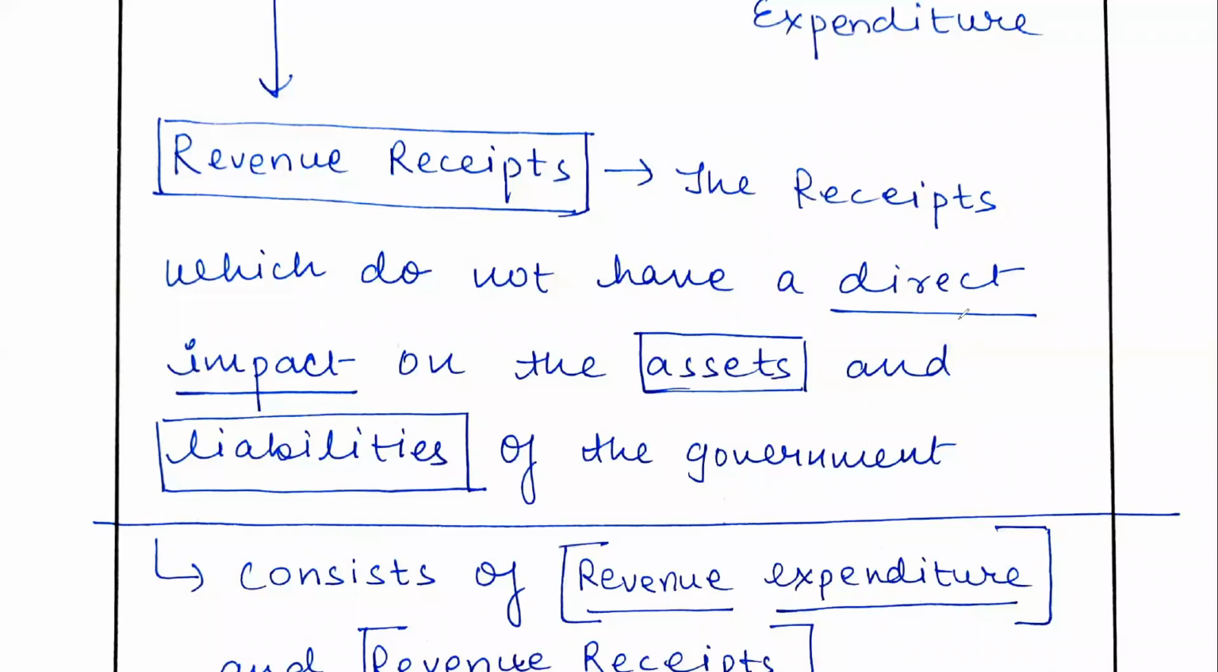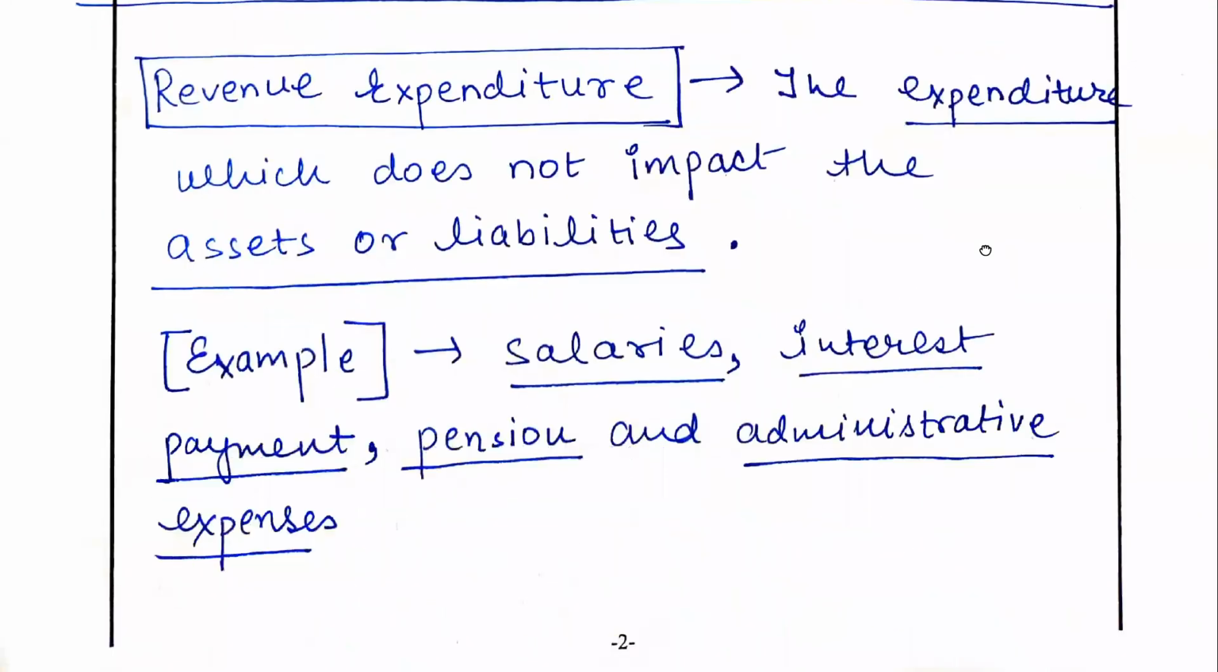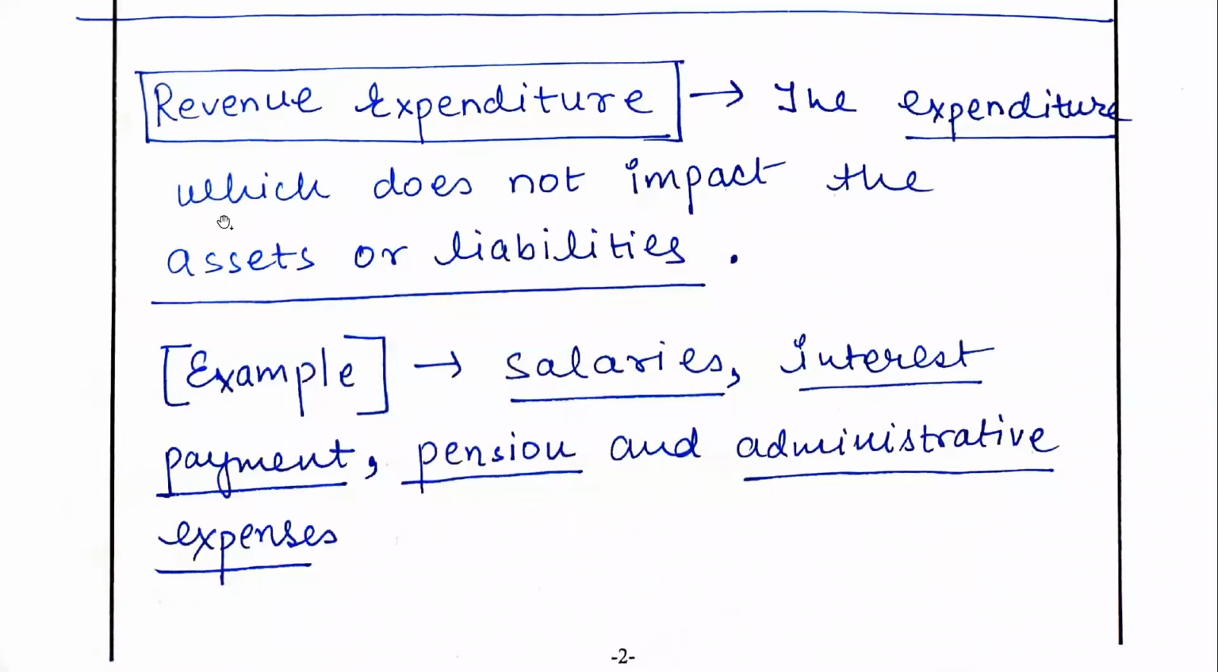So okay, we are done with this revenue receipts. Then revenue expenditure, the expenditure which does not impact the assets or liabilities: salaries, interest payment, pension and administrative expense.